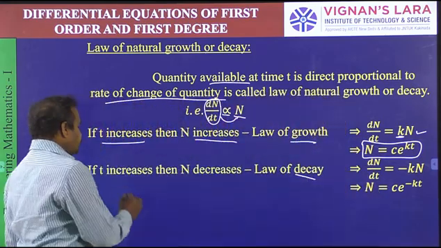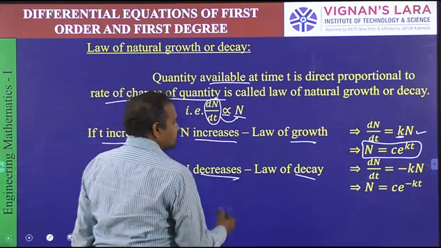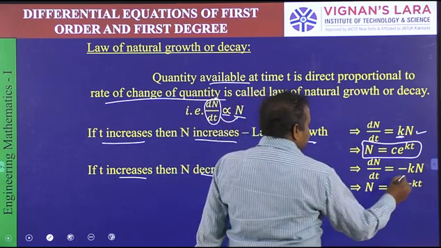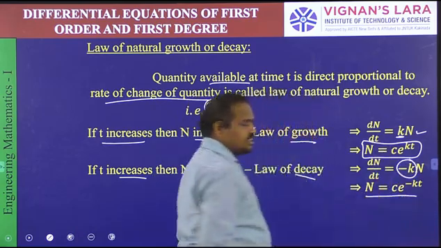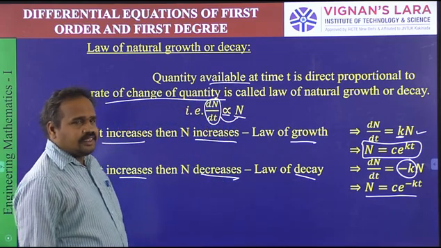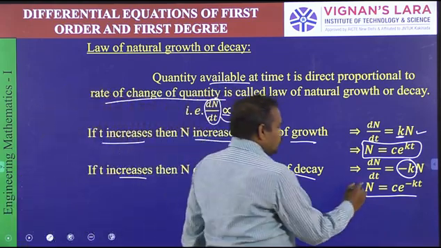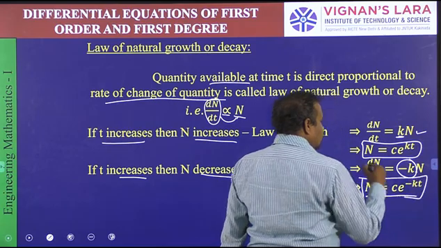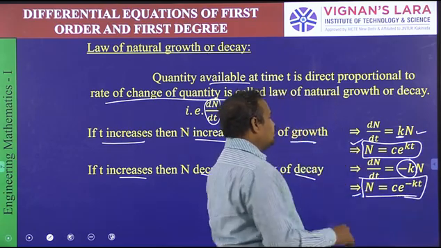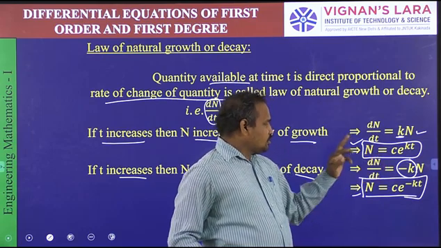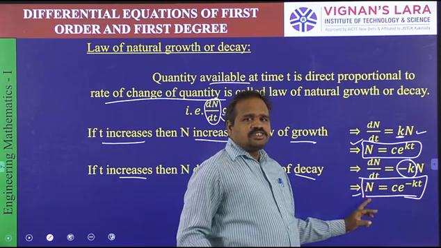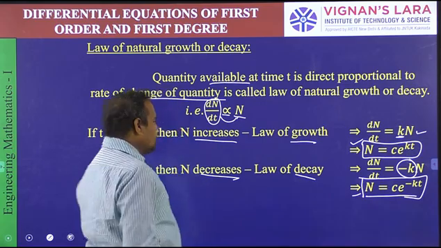Similarly, if time increases and N decreases, that is called the law of decay. Similarly, we get N is equal to c into e power minus kt. So here we have to remember these two. When will we use them? If as time increases the quantity increases, then we use the law of growth. If as time increases the quantity decreases, then we use the law of decay.